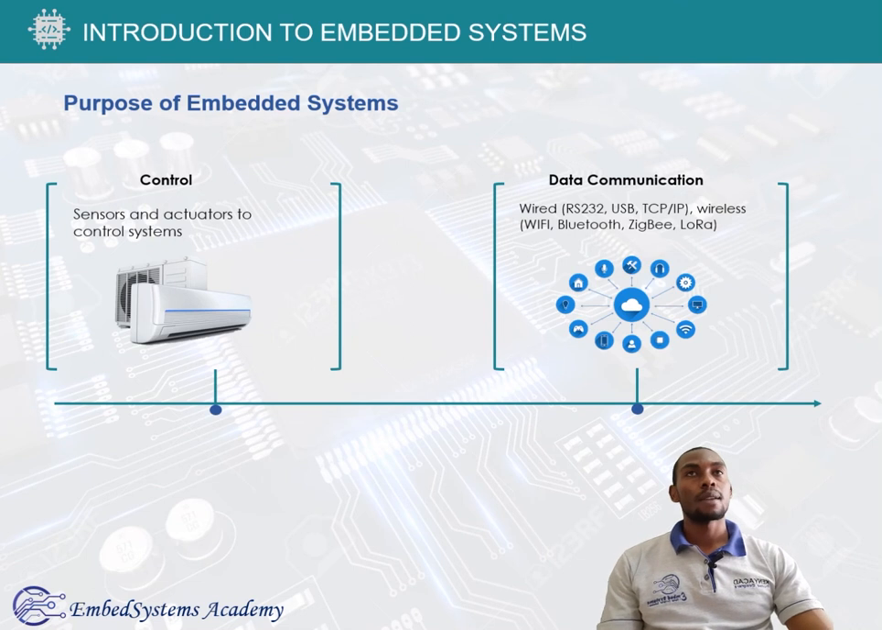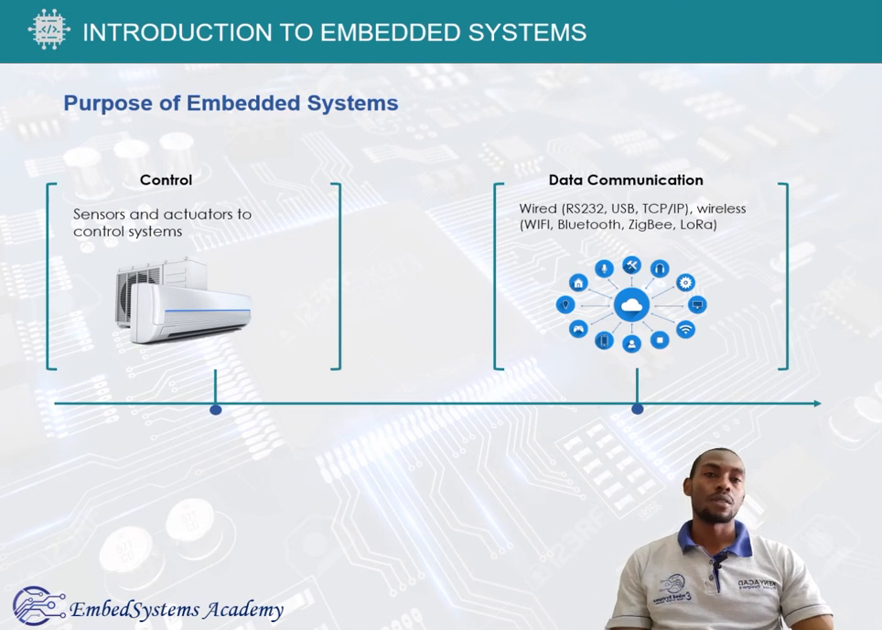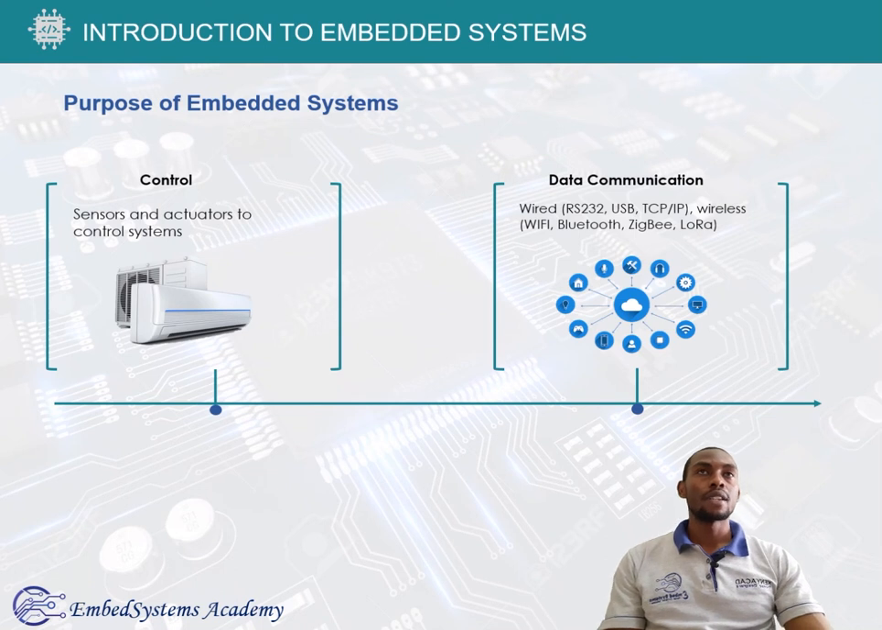And then another purpose is data communication. We have 2 kinds of data communication: wired and wireless. Of course, we have very many wired and wireless communication protocols. We may have USB as a wired communication protocol, Wi-Fi as wireless, Zigbee, LoRa, and many others. So embedded systems can be applied in data communications.